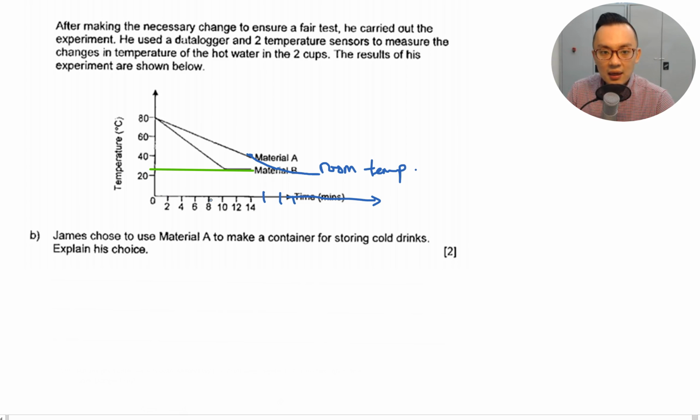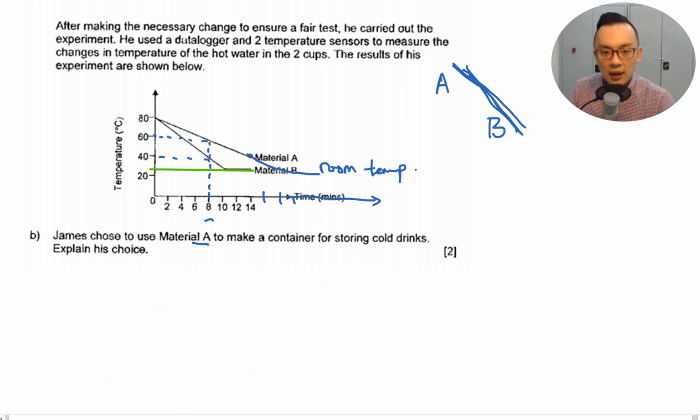And also at, let's say, minute number 8, you want to see who is hotter. Material B is about 40 degrees, but material A is about 60 degrees. So if I want to store cold drinks, I want to find the better insulator. If I want to rank, A is a better insulator than B. As usual, I draw my upward downward slope. So A is a better insulator than B if I rank them. And if I want to store cold drinks, then I would want to use A as well, because it insulates heat better. So let's take a look at the question.